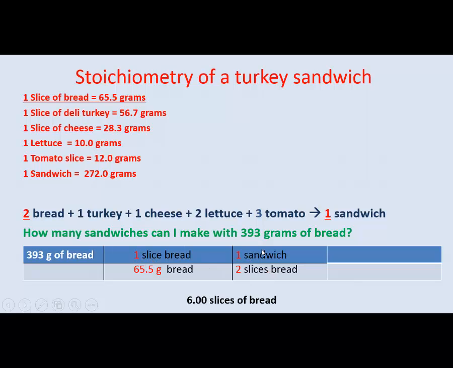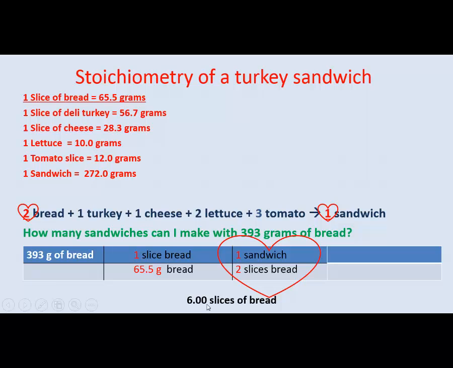I can produce 1 sandwich. So my stoichiometric ratio wasn't until the second step here. I had to convert from grams to slices. For a chemical reaction, I would convert from grams to moles using a molar mass. Once I get to moles, or in this case, once I get to slices, I can use my stoichiometric ratio from the balanced equation, from the coefficients of the 2 substances I'm looking at, to relate to the quantity, in this case, of product I can form.